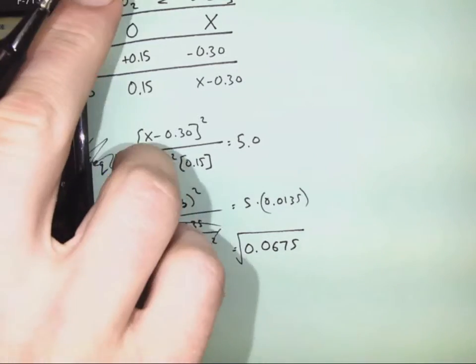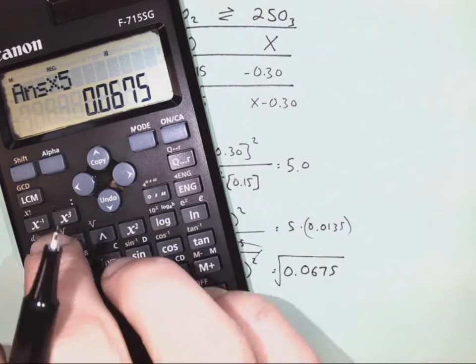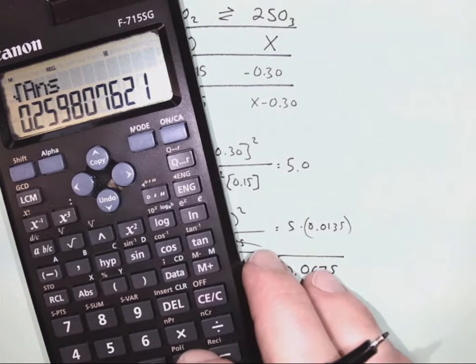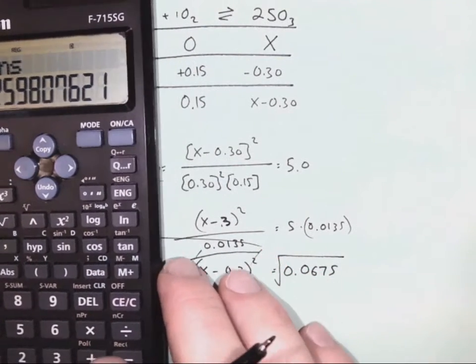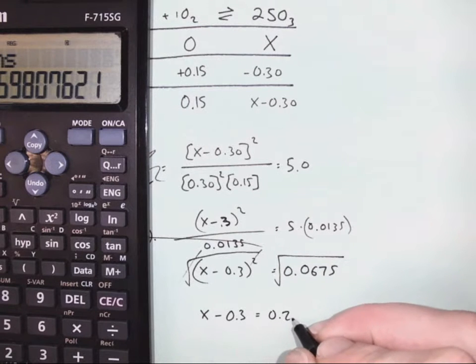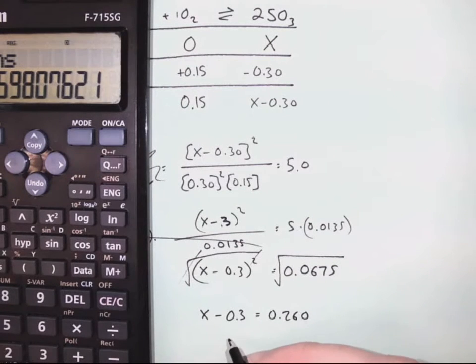And then we need the square root of this thing. What's the square root of this thing? 0.260. And then lastly, to isolate x, we're going to add 0.3 to both sides. I'm going to just do this calculation first. That's 0.560.